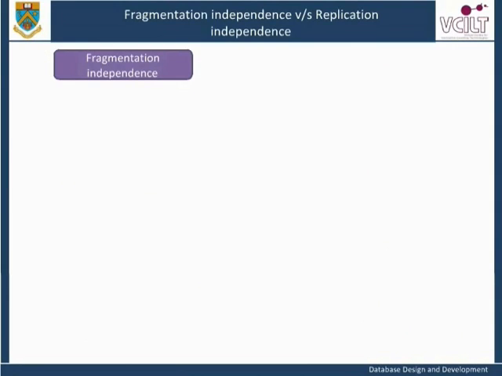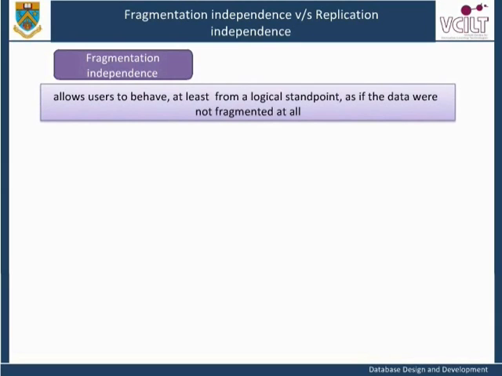Fragmentation independence. A fragment can be any arbitrary subrelation that is derivable from the original relation via restriction (horizontal fragmentation) and projection (vertical fragmentation) operations. Fragmentation independence, also known as fragmentation transparency, therefore, allows users to behave, at least from a logical standpoint, as if the data were not fragmented at all.